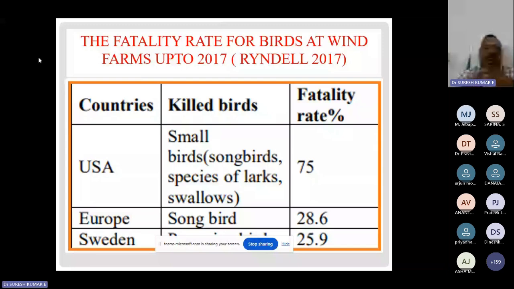That is in the USA, small birds. Fatality rate is 75%, very dangerous. 75% means that out of the other ways birds can die, 75% of the fatality of birds is exclusively with the wind farms, that blade rotation. Then in Europe, songbirds, 28.6. Again in Sweden, 25%, one quarter, a huge number.